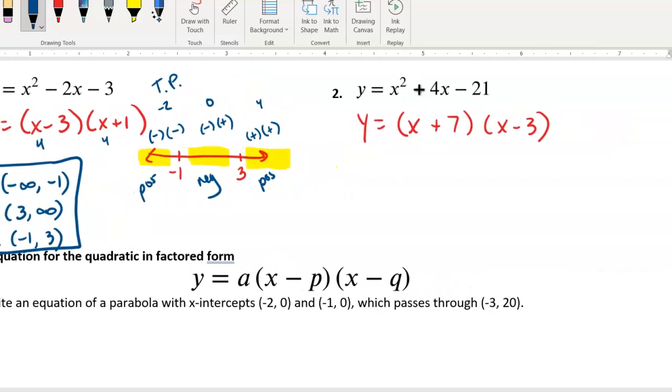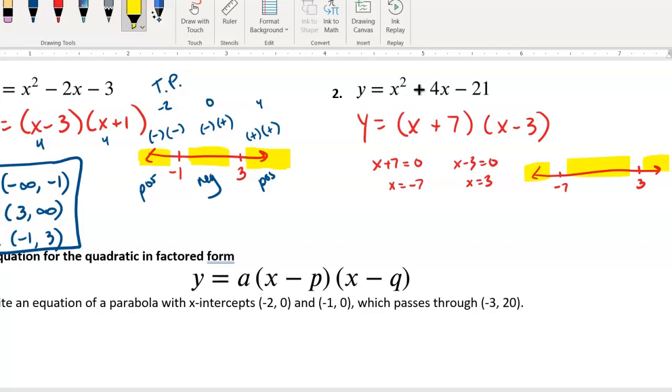So let's look at this other one that we already factored. Again, we're going to just set up a number line, and we'll use our zeros. So the zeros, if I set x plus 7 equal to 0, we would get negative 7 and positive 3. I did that in my head to be able to get those zeros. So again, we would have these 3 intervals. We want to figure out where in those intervals the graph is positive or negative.